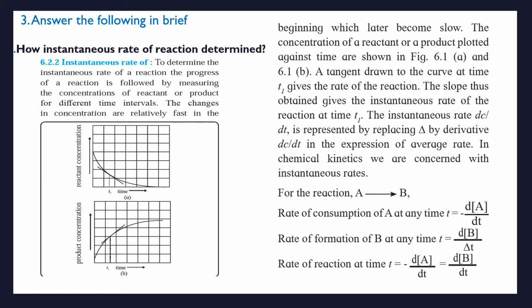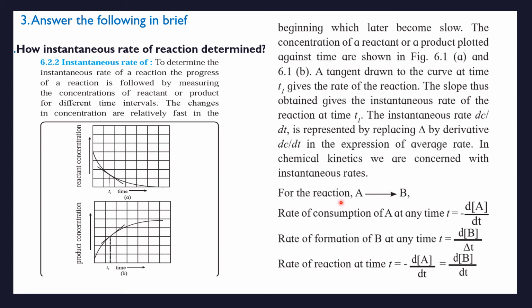A tangent is drawn to the curve at a time t1, which you can see here, and that gives the rate of reaction. The slope thus obtained gives the instantaneous rate of reaction at time t1. The instantaneous rate dc upon dt is represented by replacing delta by derivative dc upon dt in the expression of average rate. In chemical kinetics, we are concerned with instantaneous rates.